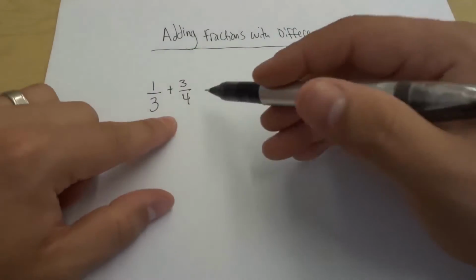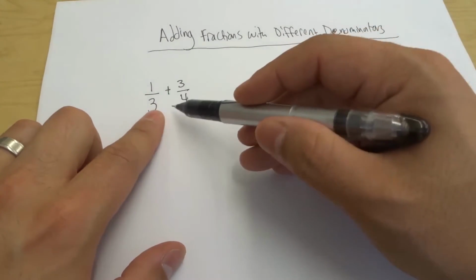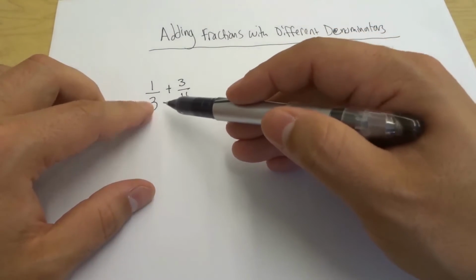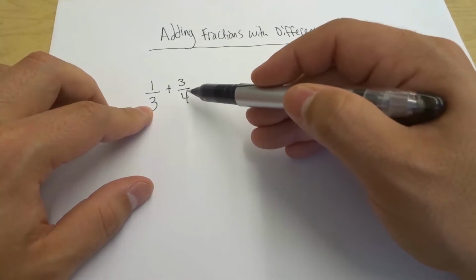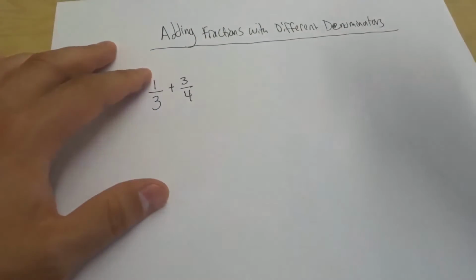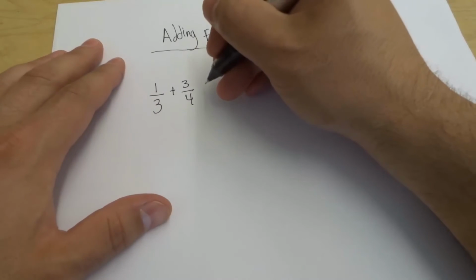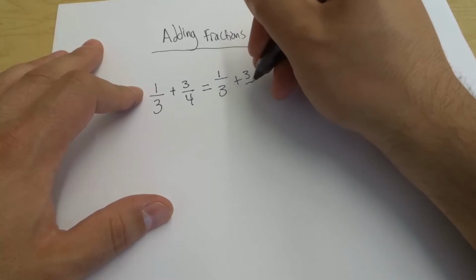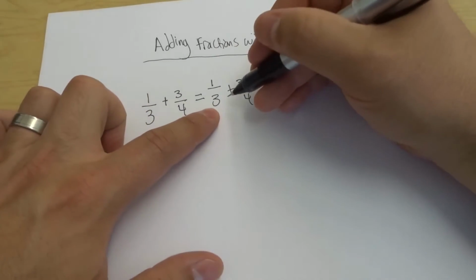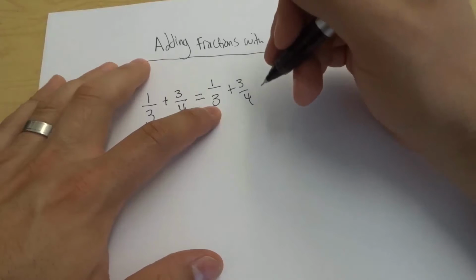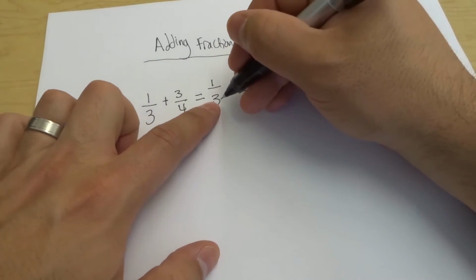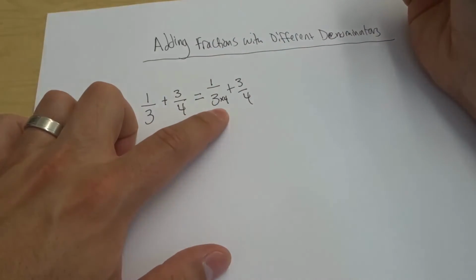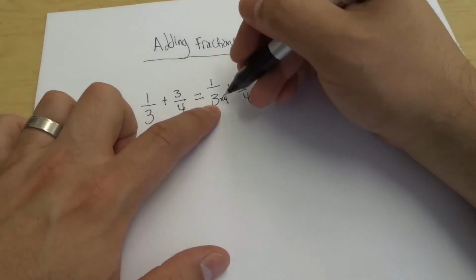So we need to figure out what number is a multiple of 3 and 4. We know that the number 12 is a multiple of 3 and the number 12 is a multiple of 4. So we need to bring both of these bottom numbers to 12. I'm going to rewrite it over here, 1 over 3 plus 3 over 4. We need to figure out what we need to multiply each of these bottom numbers by in order to make them 12. So we need to multiply 3 by 4 to get to 12. In order to turn a 3 into a 12, we have to multiply it by 4.